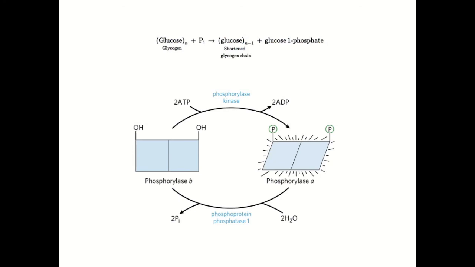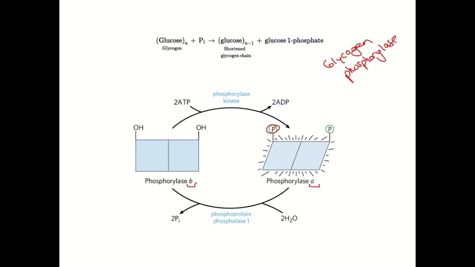So, a particular example of an enzyme that can be regulated by covalent modification, in particular phosphorylation, is the enzyme glycogen phosphorylase. And that enzyme catalyzes the reaction of glycogen plus a phosphoryl group to form glucose 1 phosphate and the shortened glycogen chain. The enzyme has two forms called the alpha form and the beta form.